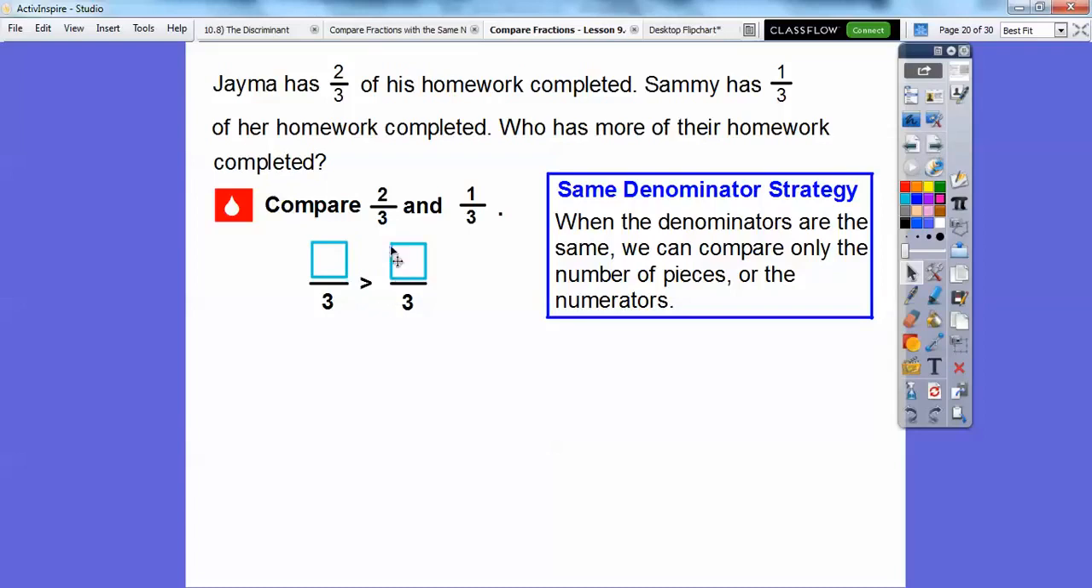So which number is bigger, the 2 or the 1? Well, obviously the 2 is bigger. So that means 2/3 is bigger than 1/3 right there. Okay, let's answer the question right there. So who has completed more homework? Well, Jamin. Jamin has completed more homework right there. Okay, so 2/3 is bigger than 1/3.